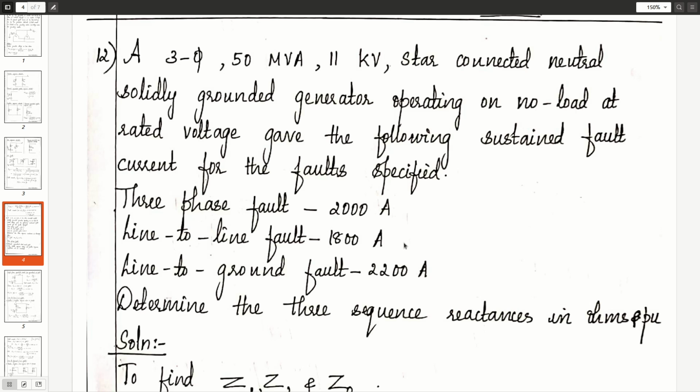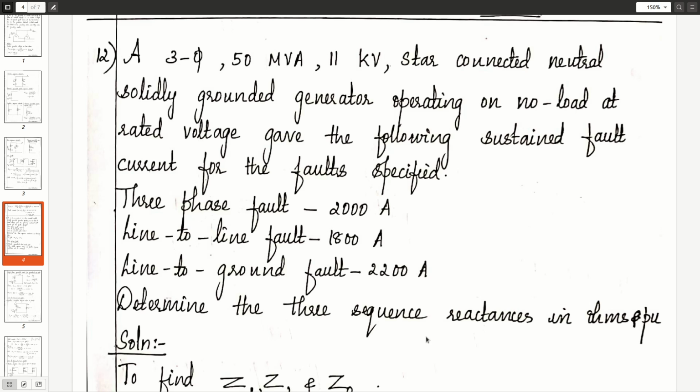Problem 12. A three-phase 50 MVA, 11 kV star-connected, neutral solidly grounded generator operating on no load at rated voltage gave the following sustained fault current for the fault specified. Three-phase fault 2000 ampere, line to line fault 1800 ampere, line to ground fault 2200 ampere. Determine the three sequence reactances in ohms and per unit.